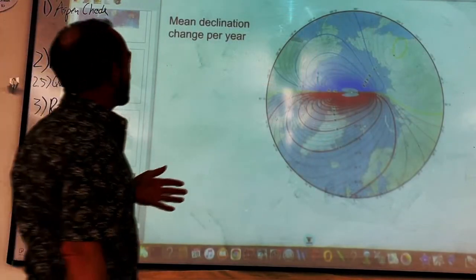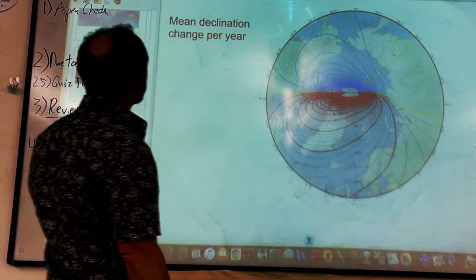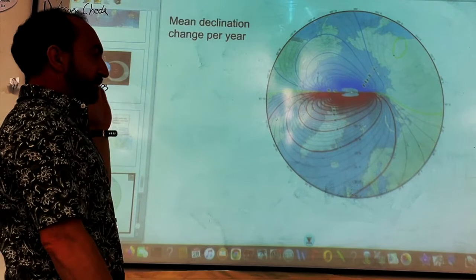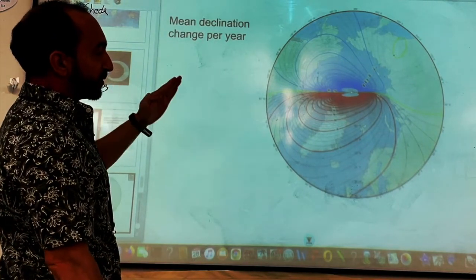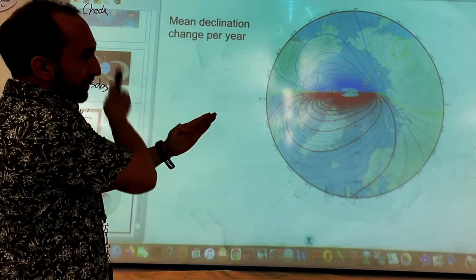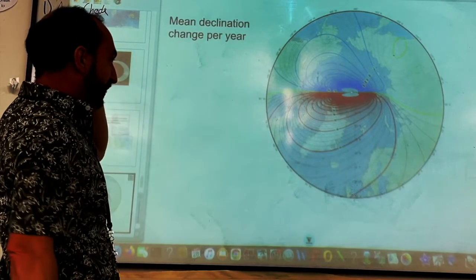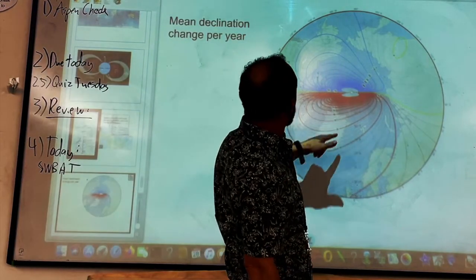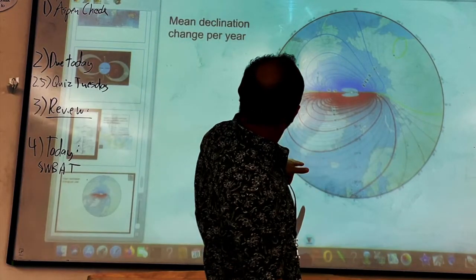And here's a measurement of the change in declination every year. Again, the declination is how far off the compass is going to be compared to geographic north. And so you can see, as the magnetic South Pole of the Earth wanders towards Siberia, the declination measurement of the field at that point changes very suddenly.